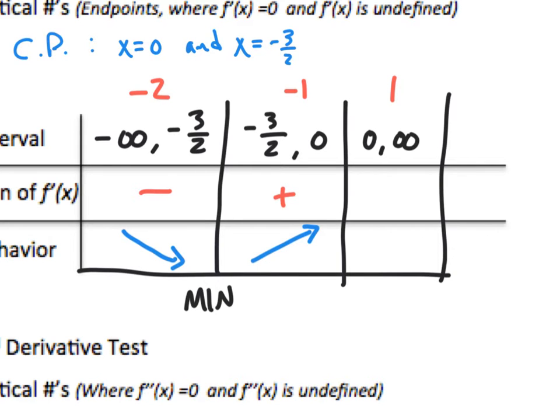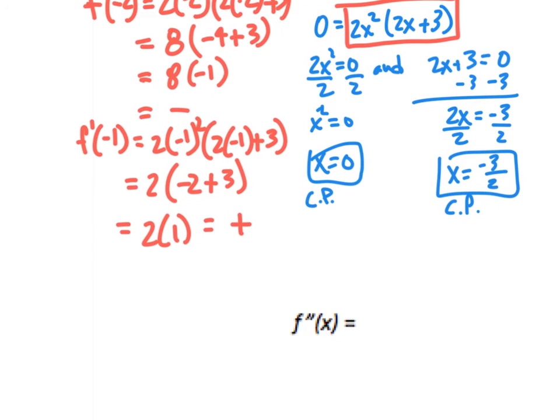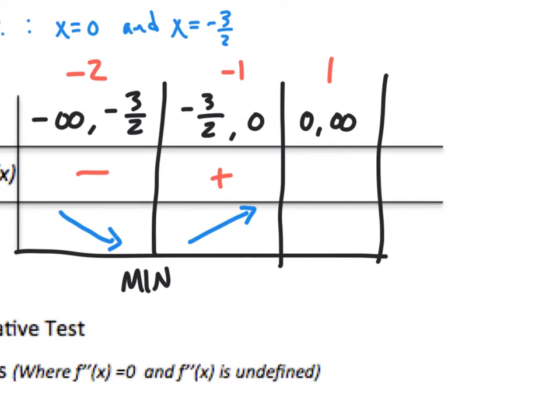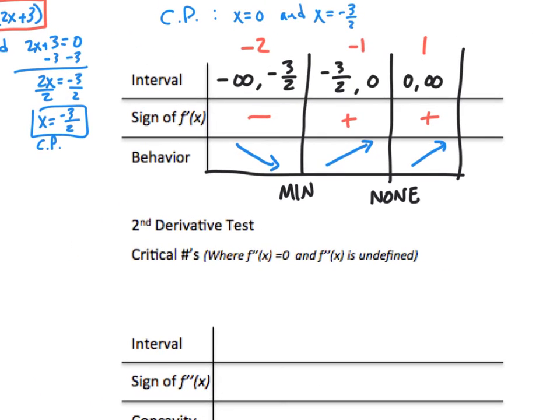Now, I'm going to plug in 1 and see what happens there. So f prime of 1 is just going to be positive. Sometimes you can just tell: 2 times 1 squared times 2 times 1 plus 3. So that's 2 times 5, which gives me a positive number. So here's the thing. At 0, nothing's really changing here. I'm positive over both of these intervals, and so I continue to increase. But here's the thing: I have nothing here. I have neither a max nor a min. I have none. But we're going to do the second derivative test and see what that does. All right, so let's go ahead and do the second derivative test.